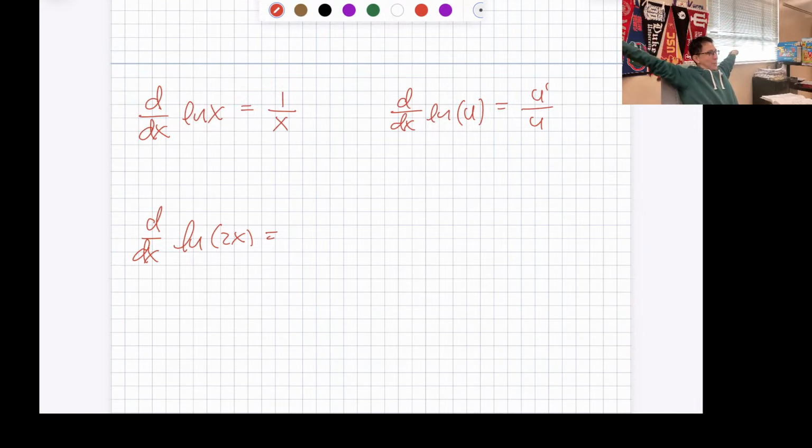I need somebody else. It would be 2 over 2x. Oh, no. 1 over x. Emerson, what? 1 over x, because it'd be 2 over 2x. Yeah, this is u, right? So that is derivative of u, which is 2. And u on the bottom, so it's going to be 1 over x.